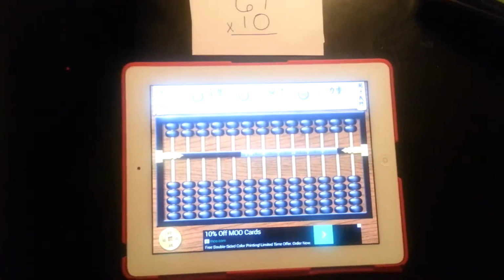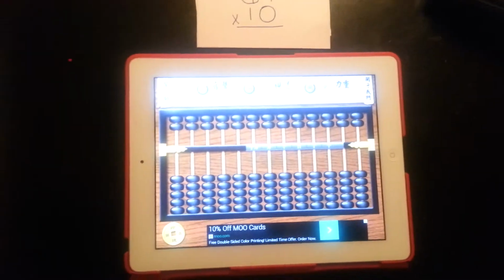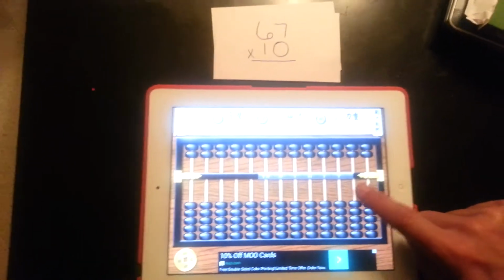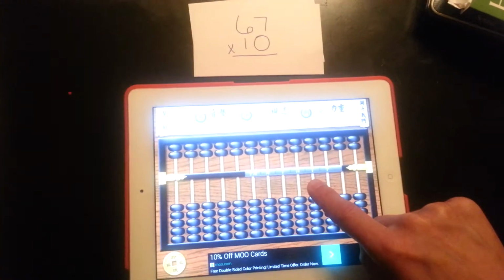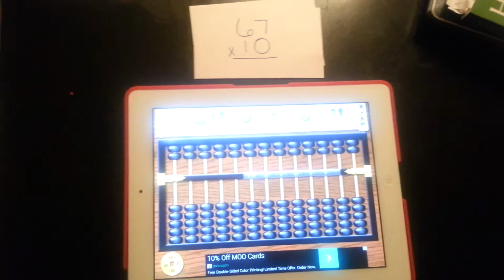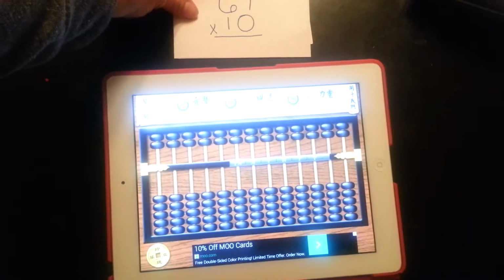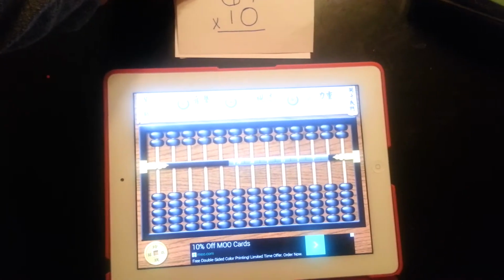First, we're going to demonstrate how we move over 4 bars because we're going to change this problem to 67 times 10 and use our rapid math trick to solve it. So moving over 4 bars, we know that when we use the abacus, we move from the left to the right when we are solving.